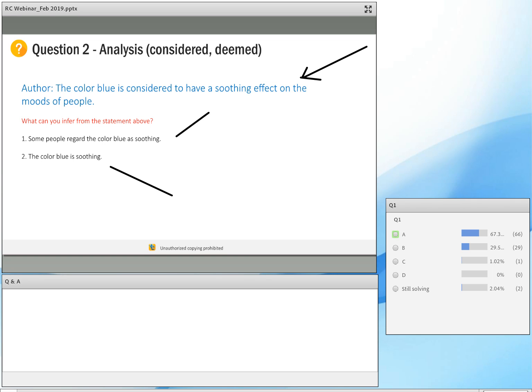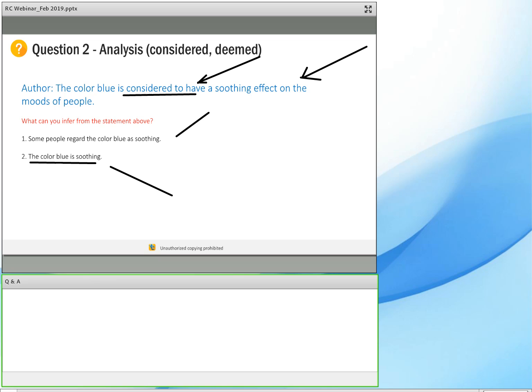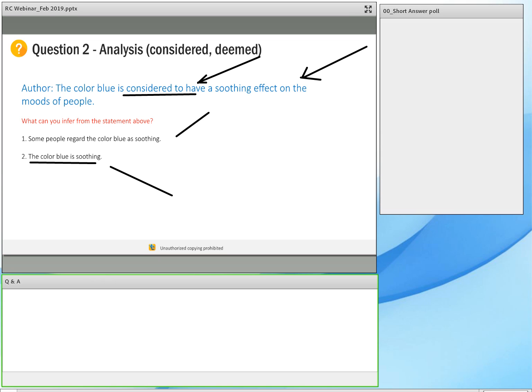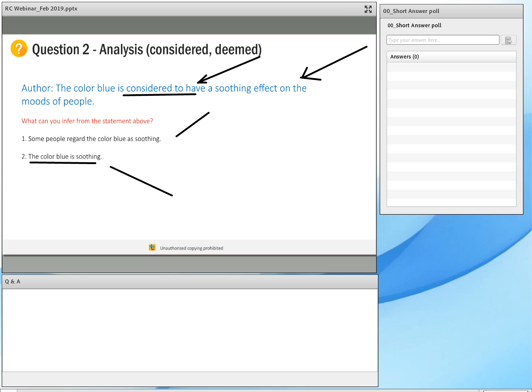So what the author is saying is the color blue is considered to have. What it means is that some people consider it; it doesn't mean that the author considers it to have. So you can't really say the color blue is soothing. You can't infer that. What you can infer is that there's a certain group of people that considers the color blue to be soothing. Now, why did we have this question after that complex paragraph? Because essentially, that paragraph is just about this concept, and you're going to really see that very clearly.